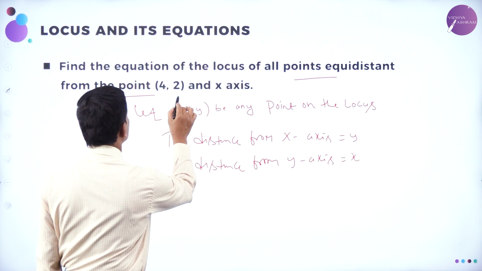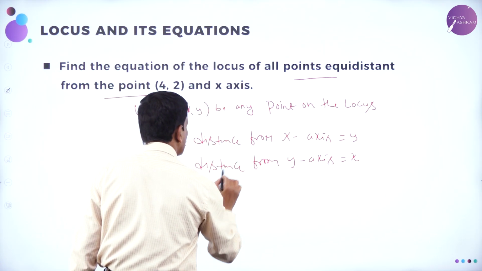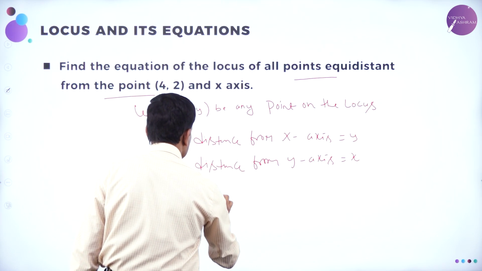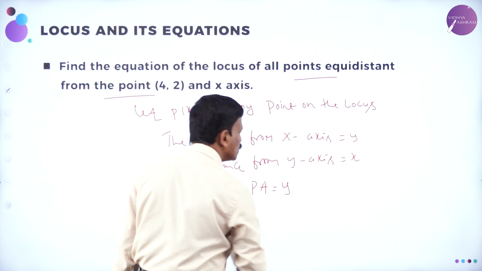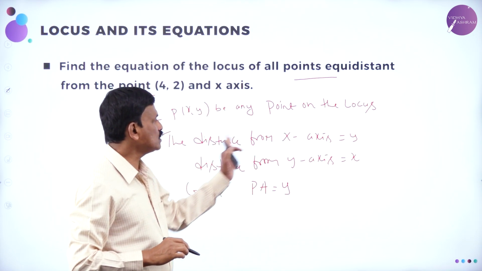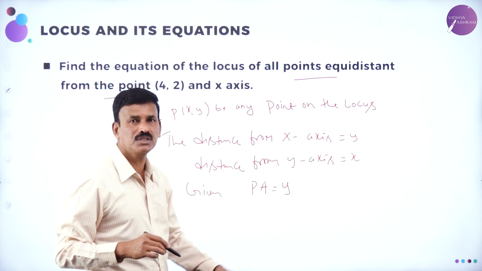The distance from the point (4, 2) is equal to the distance from the x-axis. The distance from the x-axis is y, so PA is equal to y. Suppose if it is the distance from the y-axis, then PA is equal to x.